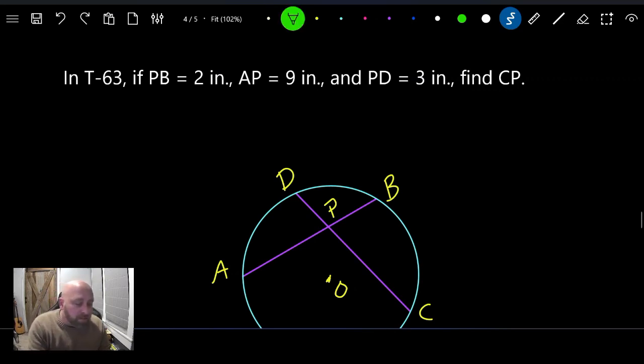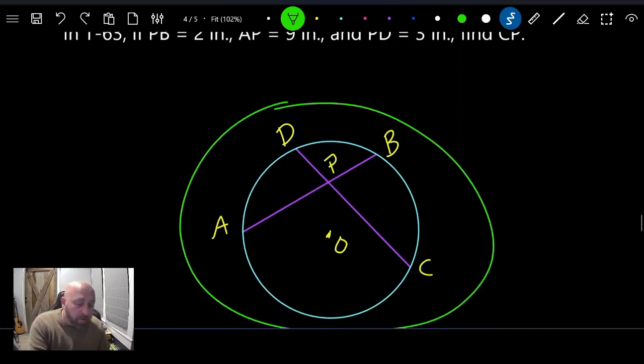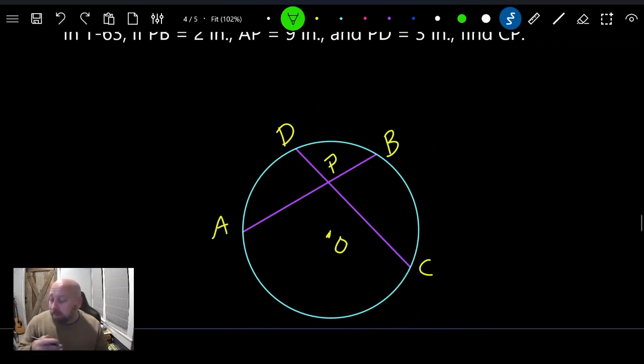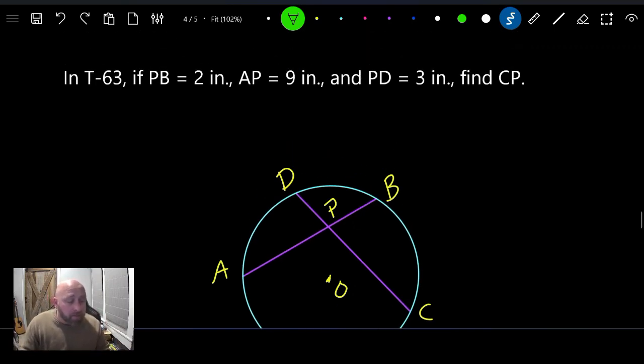So here's the idea. We want to solve this based on Theorem 63. The first thing I always do in geometry is I always draw what I'm dealing with. So I'm going to draw the circle that I see in Theorem 63. Now I just want to take this information. PB is 2, so where's PB? It's right here, so that's going to be 2. AP is 9, so I'll make that one 9. And then PD is 3, so this one right here is 3. And it says find CP, so this is our X right here. This is the one that it wants us to find.